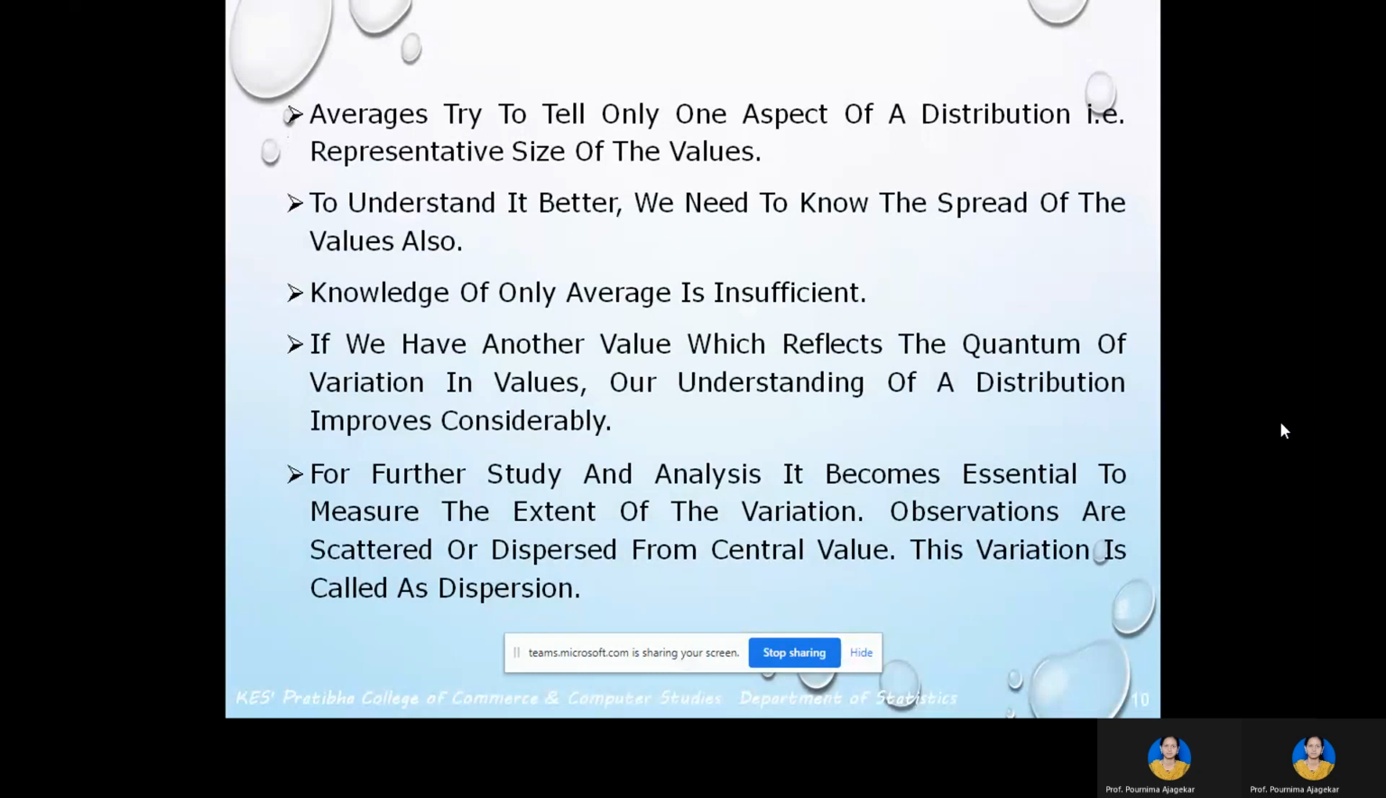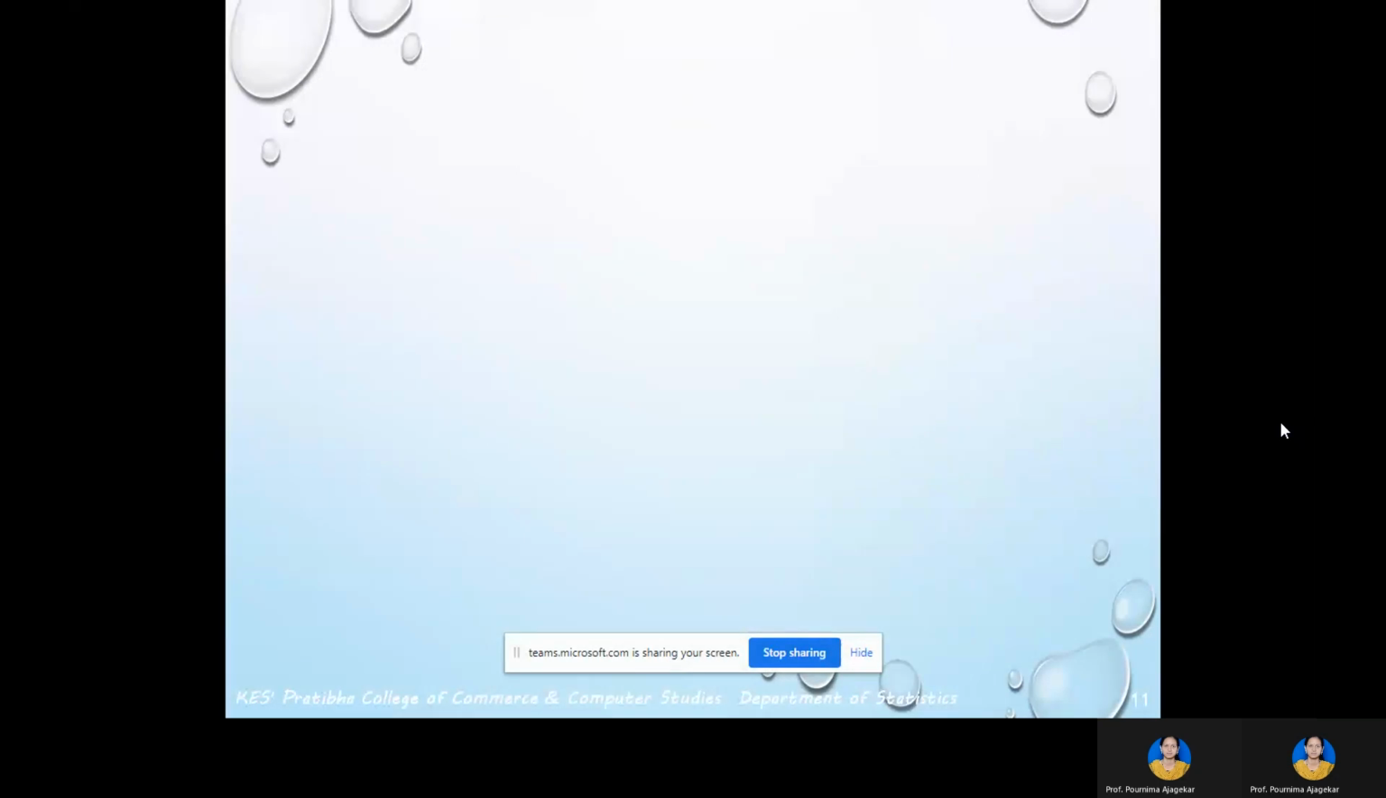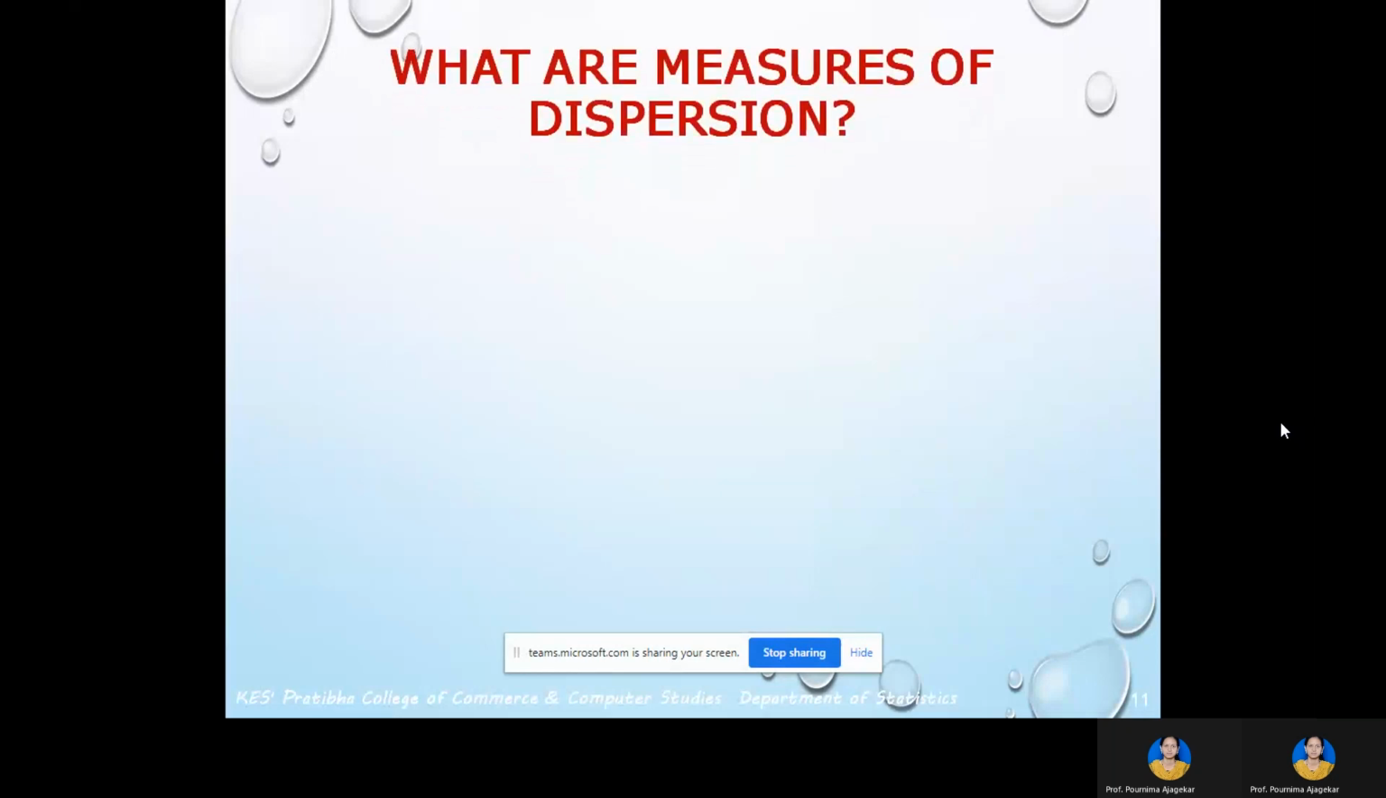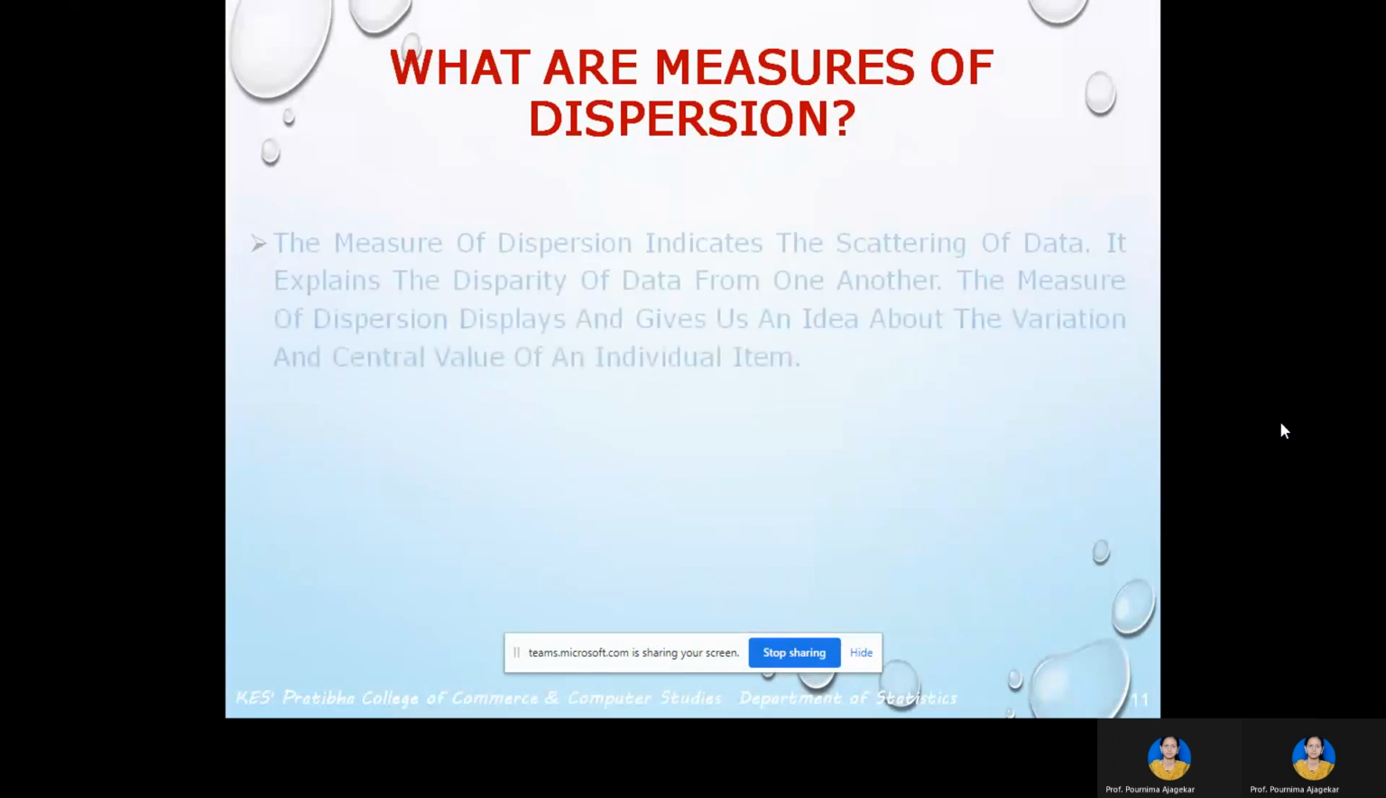Observations are scattered or dispersed from the central value. This variation is called dispersion. So basically, what is meant by dispersion? Dispersion is the spreadness or scatteredness in the values of observations from the central value. To study this dispersion or variation in data, it is required to define certain measures of dispersion. There are different types of measures of dispersion defined.